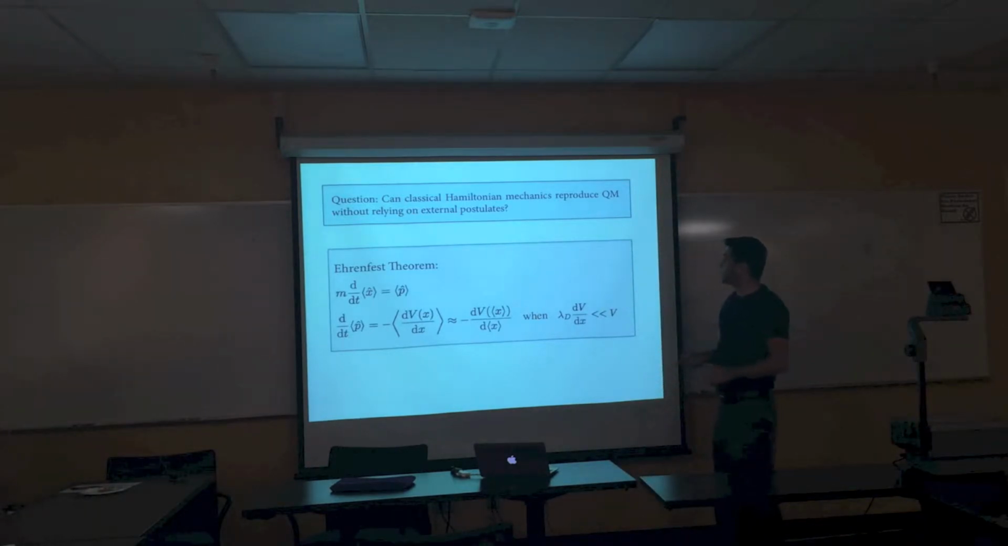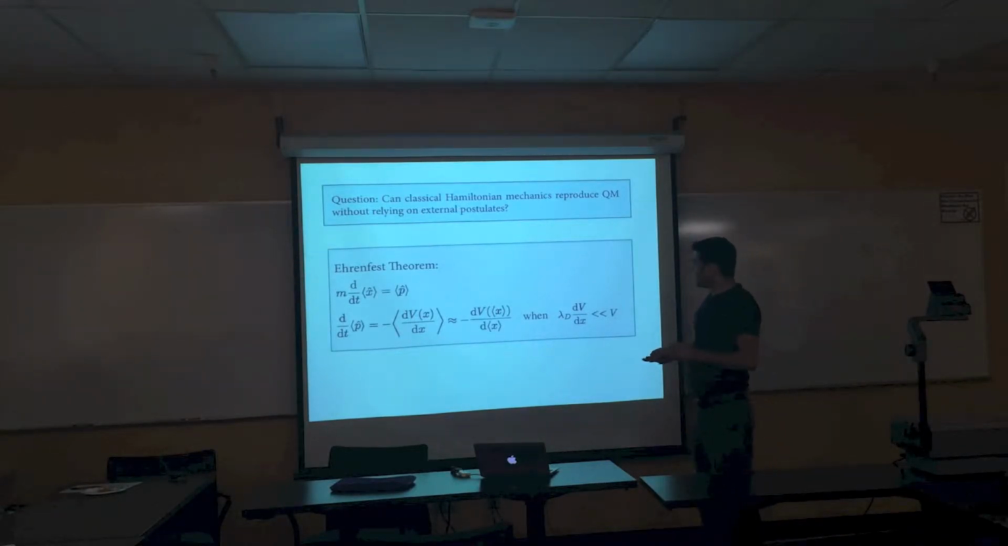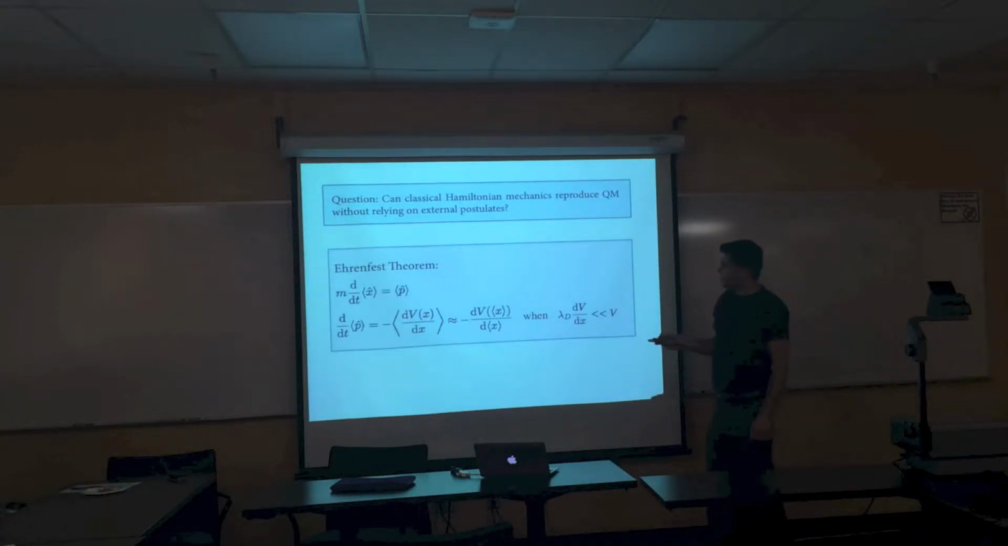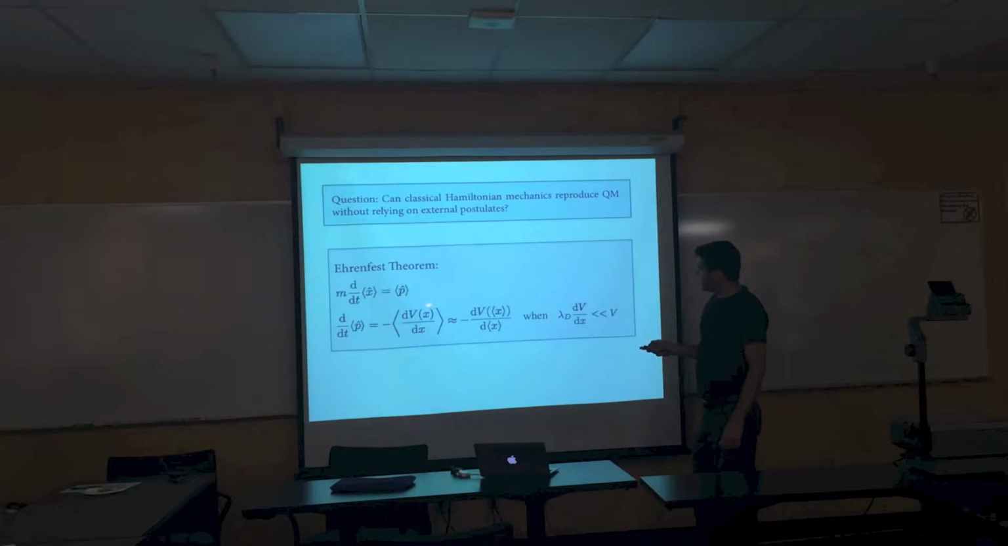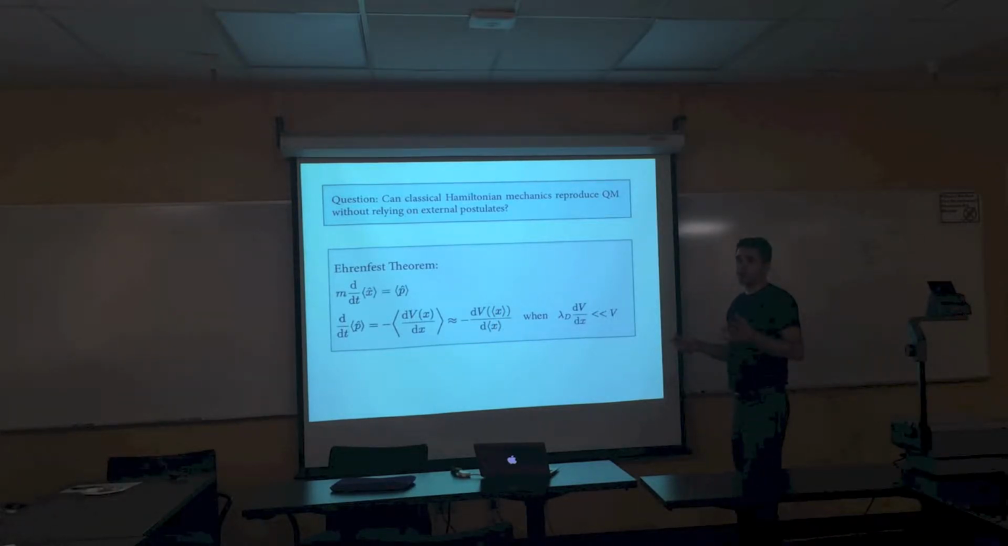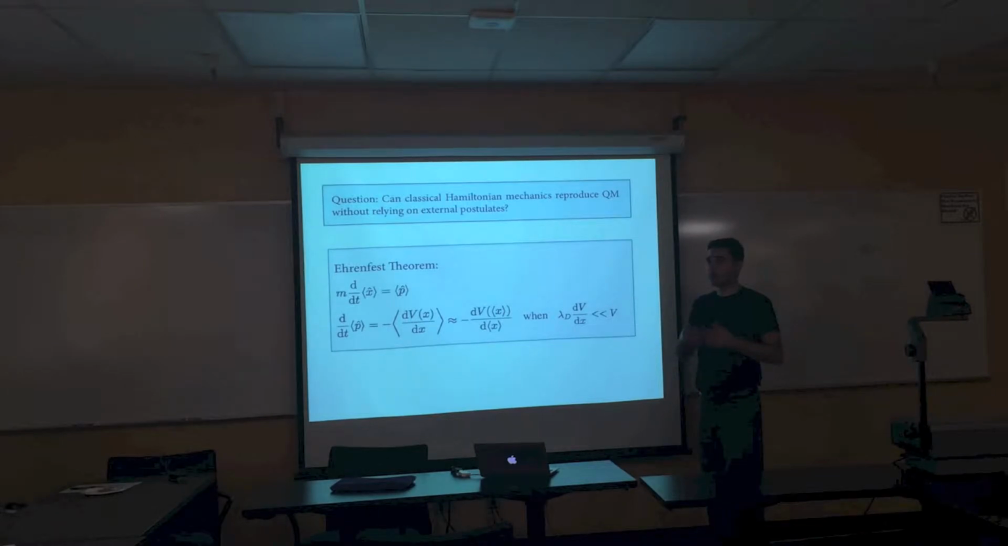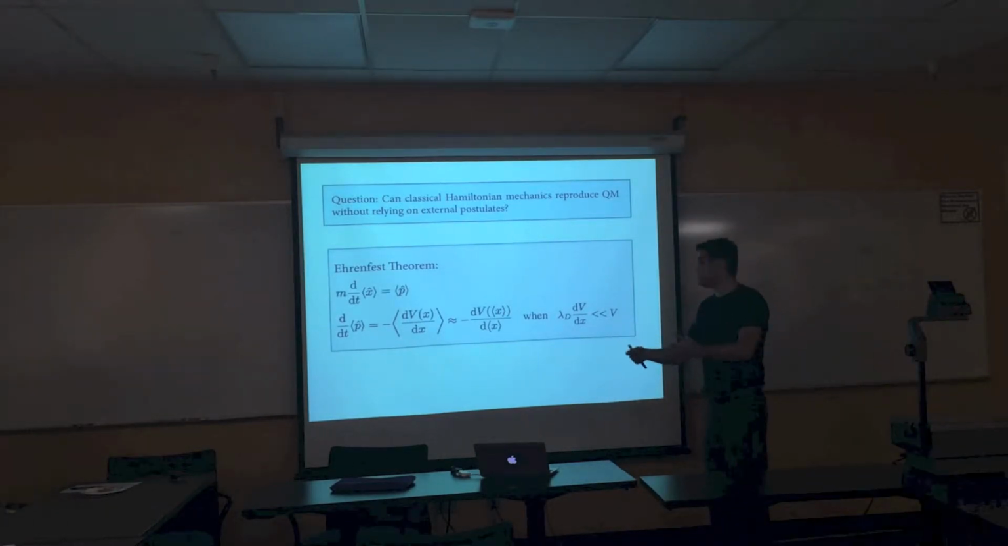So Ehrenfest's theorem relates the time rate of change of expectation values and puts them in a form that is similar to Newton's second law of motion, F equals ma, but not quite, because we have the expectation value outside of this derivative. And if you want to really associate it with Newton's second law, you would have to assume that we can put the expectation values inside here, which can work if the wave function is highly localized, right? We know how to reproduce classical mechanics from quantum mechanics.